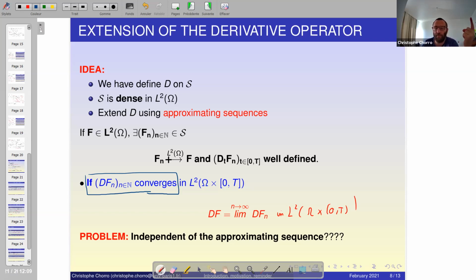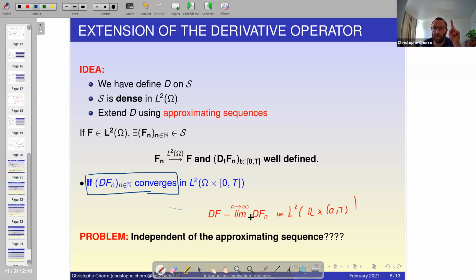But at this stage, why do I have a problem if I want to do this? Because I said that if I have an element in L2, there exists an approximating sequence, and I can define the derivative this way, why not? But nothing tells me that what I have defined here is independent of the choice of my approximating sequence. I have to prove that if I change Fn into another approximating sequence, the limit here is the same.